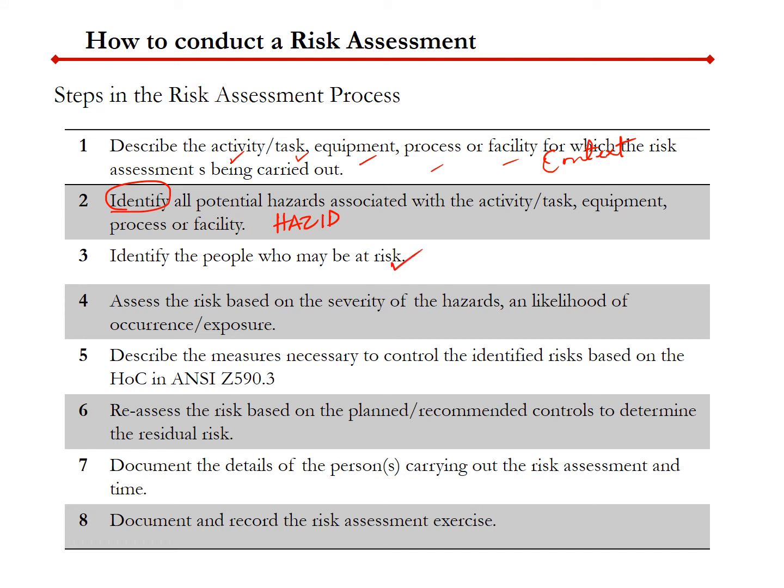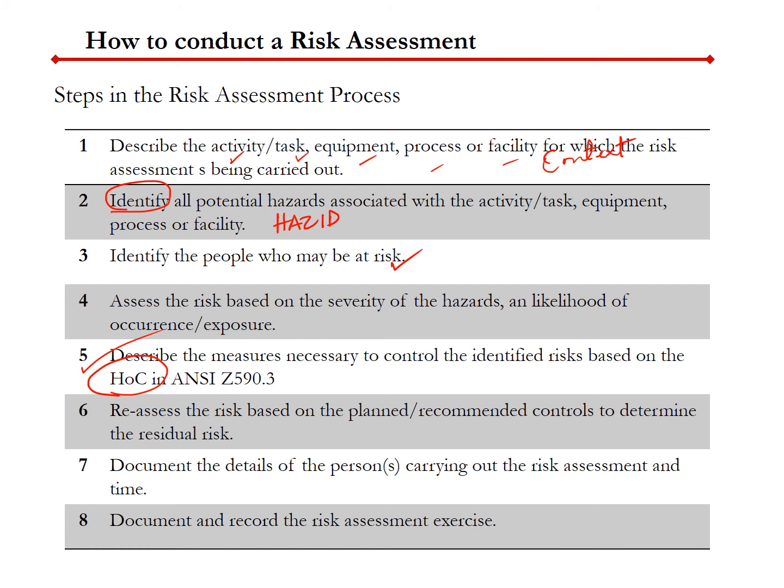Assess the risk based on the severity of the hazard, that is risk analysis and evaluation. And then describe the measures necessary to control the identified risk. This is based on HOCs. HOCs means the hierarchy of controls, which I'm going to show you next. We have various forms of hierarchy of controls, and I'm going to explain this next.